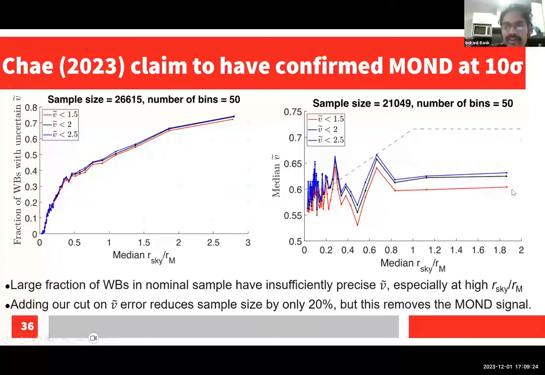In other words, it's a flat line. The MOND signal is completely removed. This is not because we've removed the vast majority of Chae's sample. We've only reduced the sample size by about 20%. All these points have an equal number of wide binaries per bin. So you can see that we have indeed data going up to quite far into the asymptotic regime, but there is no sign of MOND. Obviously, the data doesn't look like this gray line. So that should be fairly clear.